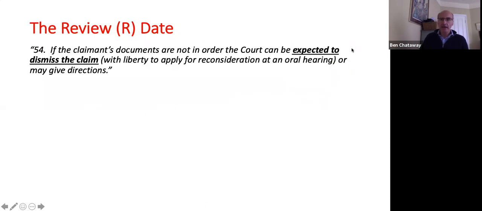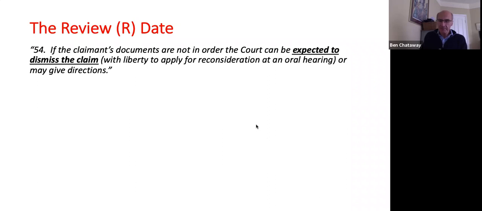And indeed, the arrangements go on to say that at this new stage, which Alice will be explaining, the review date, if the claimant's documents are not in order, the court can be expected to dismiss the claim. And it seems to me the gist of it there is again, we're under such pressure. You've really got to, if you're a claimant, get your act in order. And if you don't, your claim might be struck out.